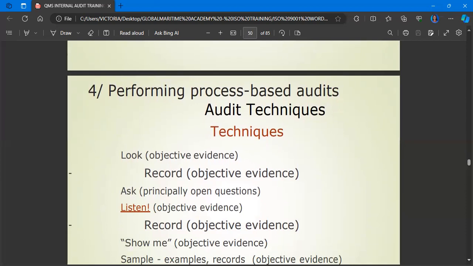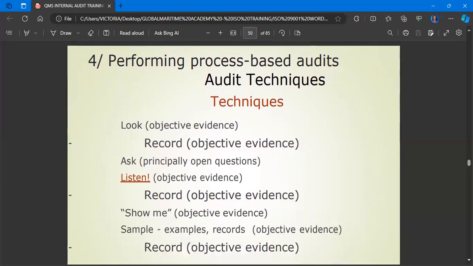You look out for objective evidence. Then you also record objective evidence. Ask primarily open questions that would make the auditee speak and respond. Record objective evidence. Show me how you perform this task. Show me records of the implementation of this task.